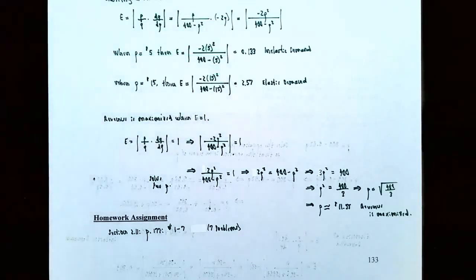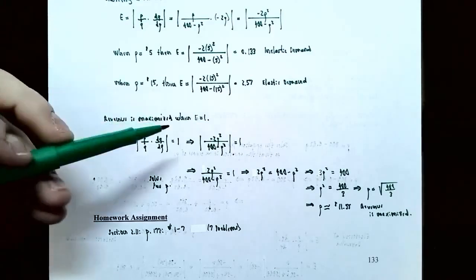So there's somewhere between $5 and $15 where the revenue is maximized, where you can increase price and the demand will increase so that the revenue continues to go up. But after that certain price, if the price goes up any further, then the revenue will go down. So there's a maximum somewhere between $5 and $15. Let's find it. Revenue is maximized if you have unitary demand.